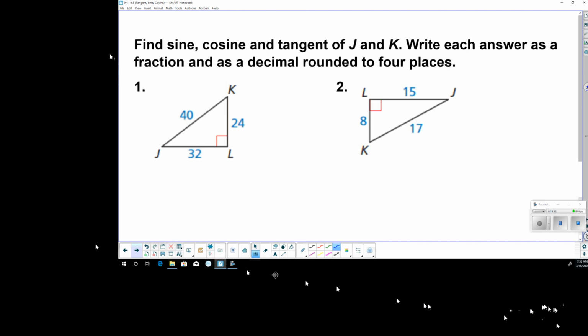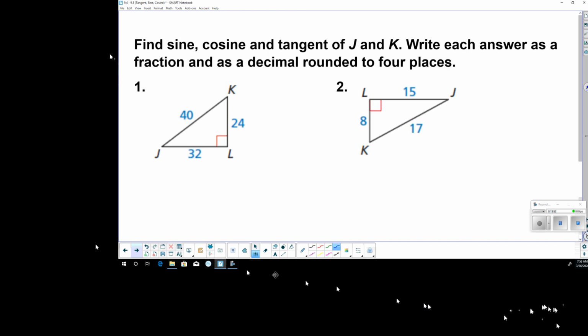But if you want to pause this and try these, this is what we just did, right? It wants me to find the sine, cosine, and tangent of j and k. I'm going to write down the answers, at least to number 1, so you can check it. But if you want to pause it before you do that and work it out and try it just to see if you've got it, you can.